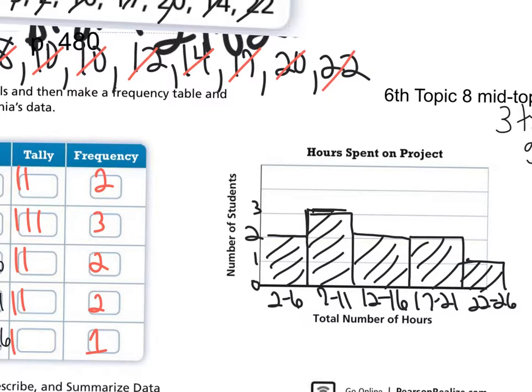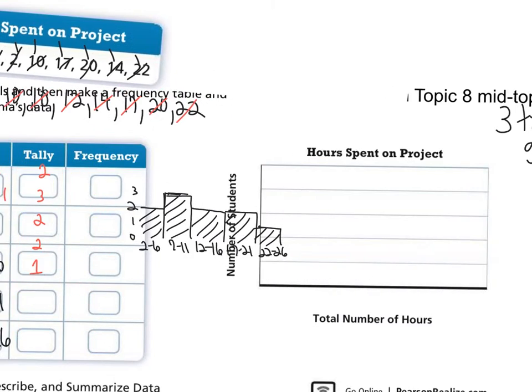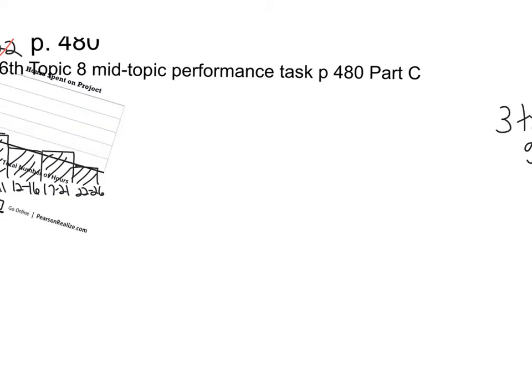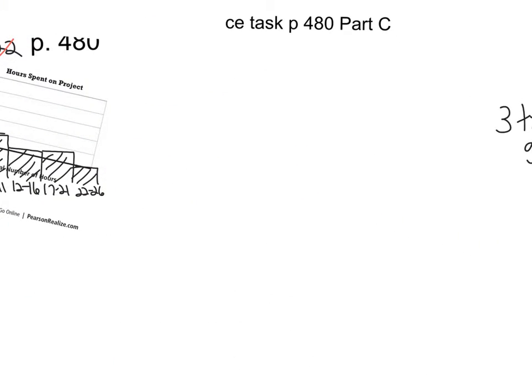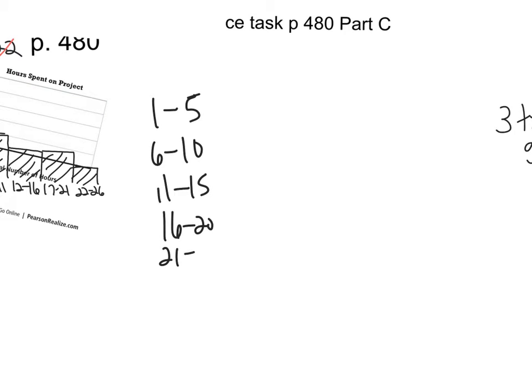Like I said, there's other ways we could have split the numbers up. Just a couple other options you have as far as intervals. One option, what the book did, they started at 1, so they went 1 through 5, 6 through 10, 11 through 15, 16 through 20, 21 through 25.